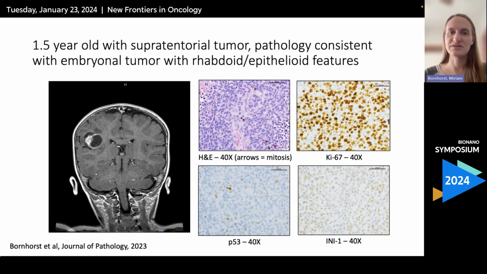So just to look at some of these a little bit more in detail, this is a 1.5-year-old with a supratentorial tumor with pathology consistent with an embryonal tumor, and it had some rhabdoid and epithelial features. So that's what the diagnosis was at that time. And this is just showing the MRI and the pathology.